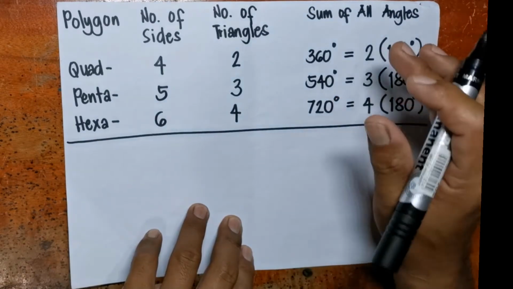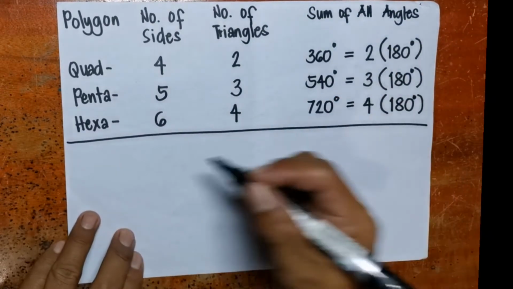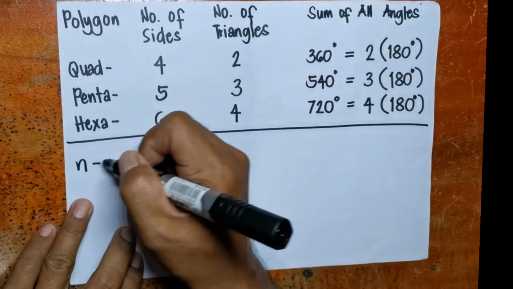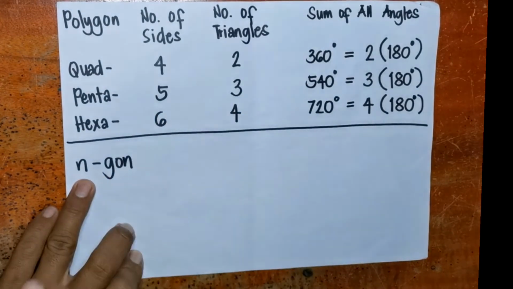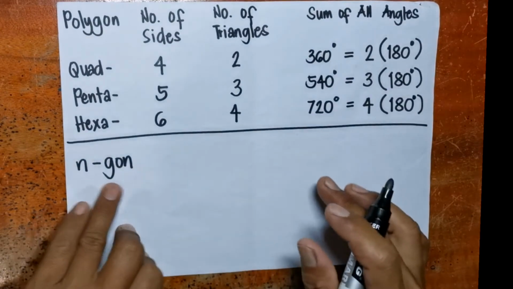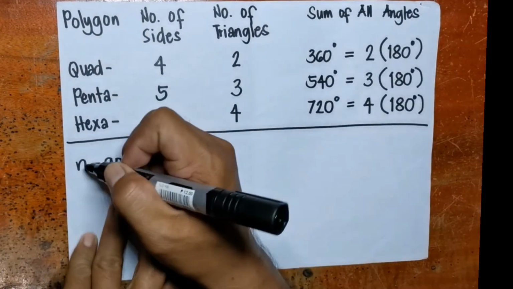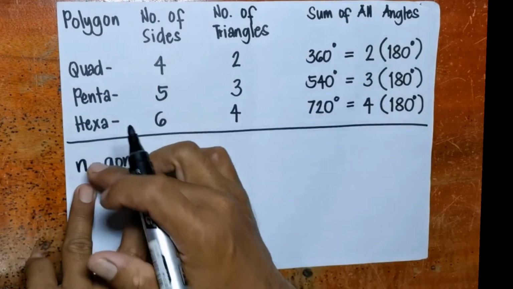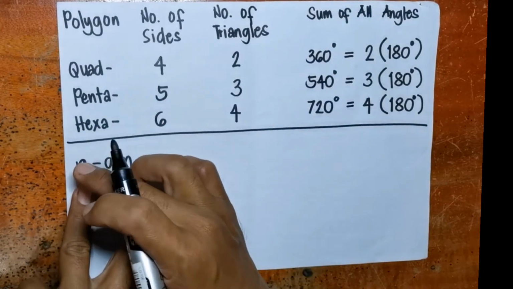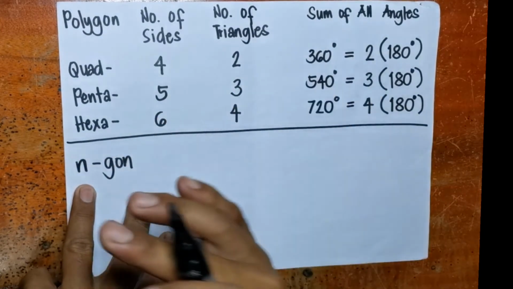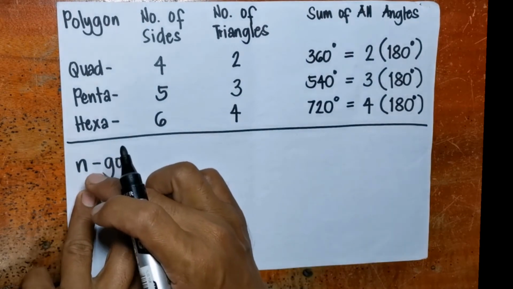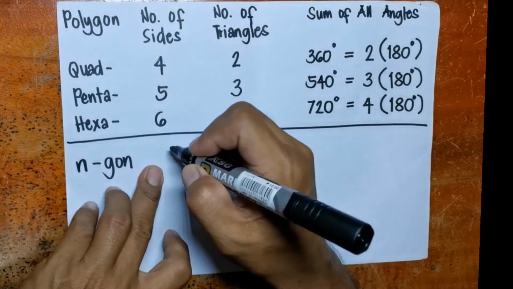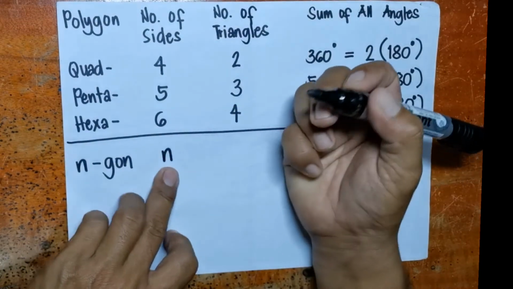Okay, so with these 3, we can now derive the formula for the sum of all the interior angles of any polygon, which will be represented by an n-gon. N-gon represents any number of sides of the polygon. So, pwede itong 7, pwede itong 10, pwede itong 13, o kung ilan pa man. So, that is simply represented by N. Since hindi naman ni-specify kung ano yung number of sides, the number of sides will be, again, N.